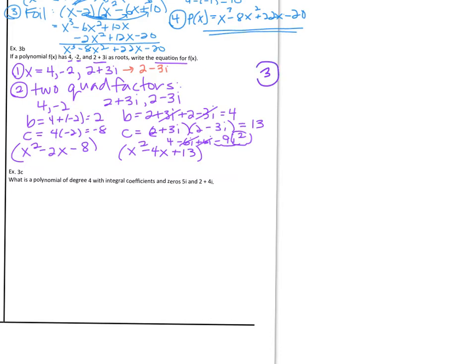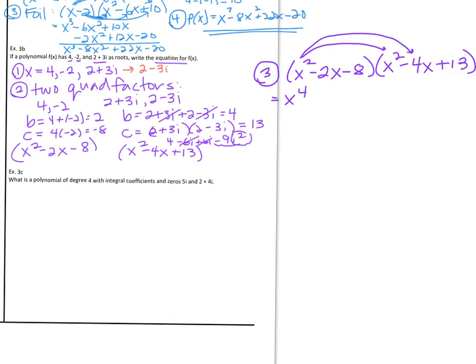Step 3, we're going to take both of our quadratic factors, x squared minus 2x minus 8 times x squared minus 4x plus 13. And guess what? We're going to FOIL. Let's see what we get. If we take x squared times x squared, we're going to get x to the 4th. x squared times -4x will give us -4x cubed. And x squared times 13 will be 13x squared.